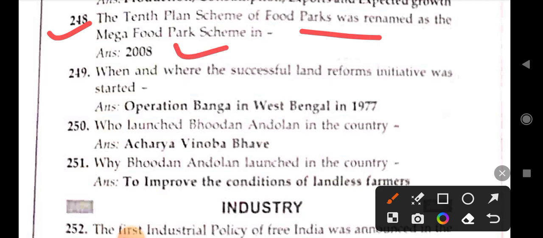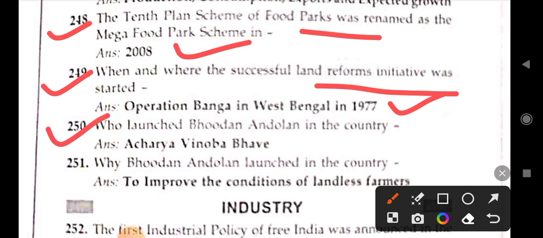Next, the ninth plan scheme of food parks was renamed as the Mega Food Park Scheme in 2008. Where was the successful land reform initiative started? Operation Barga in West Bengal in 1977. Who launched Bhoodan Andolan in the country? Acharya Vinoba Bhave. Next, Bhoodan Andolan was launched in the country to improve conditions of landless farmers.